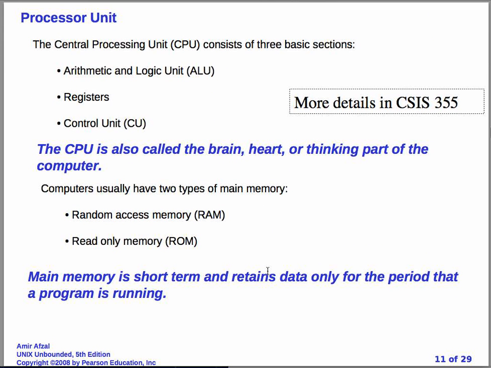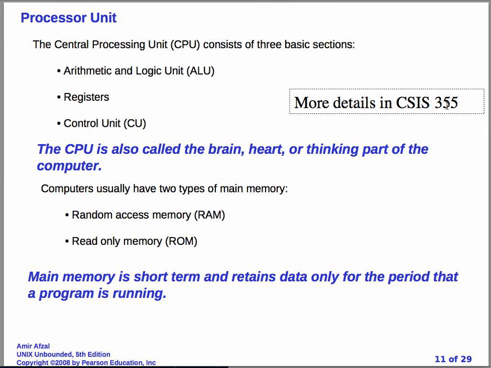Let's take a look at these basic terms. The central processing unit consists of multiple sections inside it, and you want to read up about this in the book. Things like the arithmetic logic unit, registers, control unit. These are all things that you need for the CPU to work. And different CPUs will have different kinds of these arithmetic logic units, registers, and control units. We will see more details about these things in Computer Science 355.